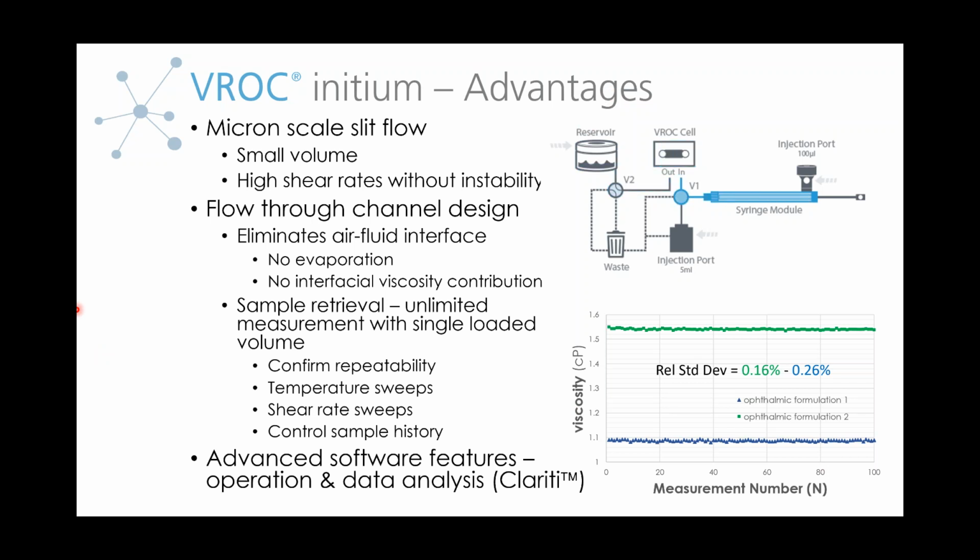Again, you're not going to have to worry about evaporation or any artifacts due to an interface as you measure repeatedly. And so this is just good for getting better statistics. We have an example here of viscosity versus measurement number, likely excessive at 100 points, but you can do as much as you want to get the confidence you want. And of course, then you can do temperature sweeps, shear rate sweeps, and because of the control that's part of the instrument, you know what the sample history has been.